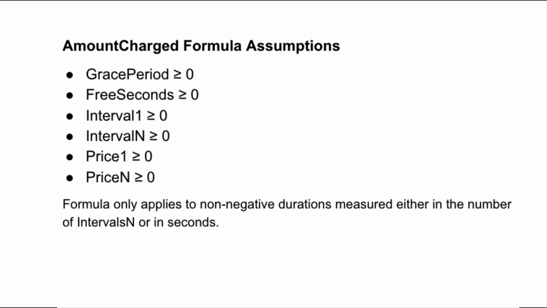All parameters in this formula, grace period, free seconds, interval 1, interval n, price 1, and price n, must be non-negative, and the system validates these values when you enter them and click Save, displaying a warning if any value is invalid. Call duration cannot be negative, so this formula only applies to non-negative durations measured either in the number of intervals n or in seconds.